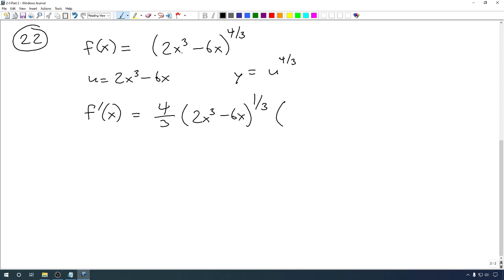Well, here the derivative of x cubed is 3x squared. Combine that with the 2, we get a 6x squared. Derivative of 6x is just 6. So we have minus 6.